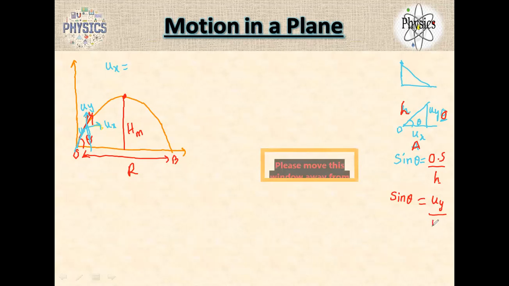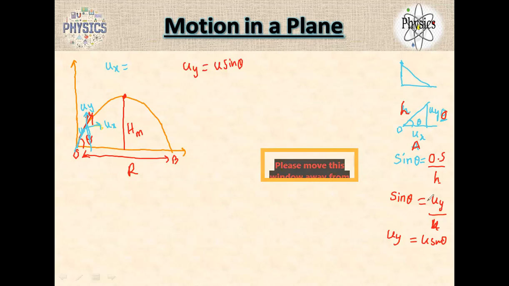We take h as u, because for initial velocity we take the hypotenuse here. So this is our hypotenuse, right? Yes, sir. Initial velocity u. So uy is equal to what? Uy is equal to u sine theta. So now we got uy is equal to u sine theta.